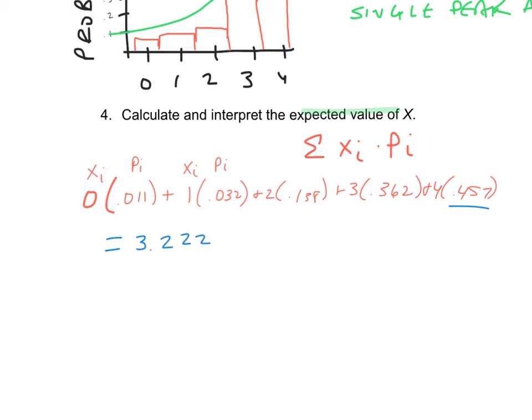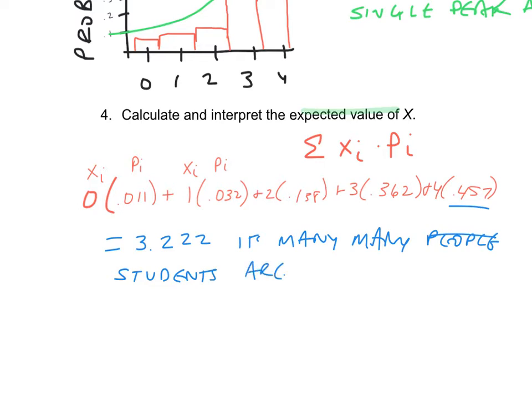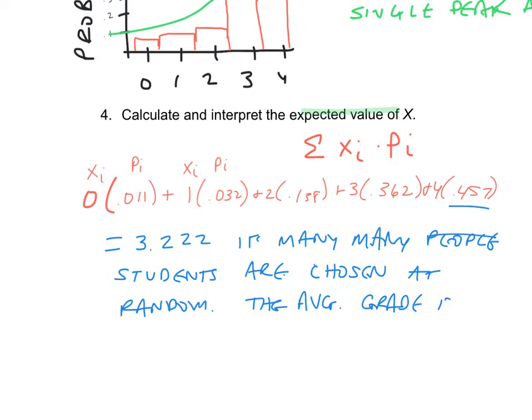3.222. So what does that mean? It means that if many students are chosen at random, the average grade is about 3.222.